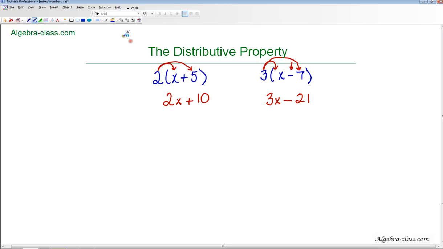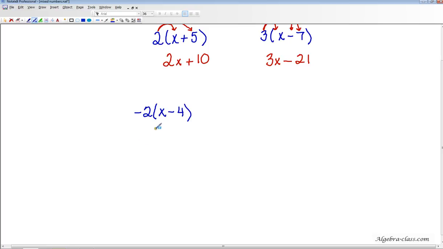Now I'm going to do one more example for you, and that example is going to demonstrate what happens when we distribute a negative number. So in this example, I'm distributing the negative 2. Notice that the 2 has the little negative sign here, and that means I need to distribute negative 2 throughout the parentheses. So I'm going to do the same thing, and I'm going to multiply negative 2 times x, which is negative 2x. And then I can bring down the minus sign, but I have to remember to multiply negative 2 times 4, which is negative 8.